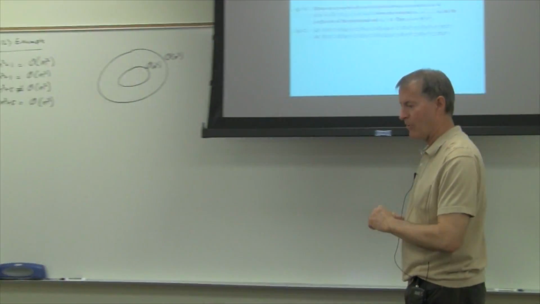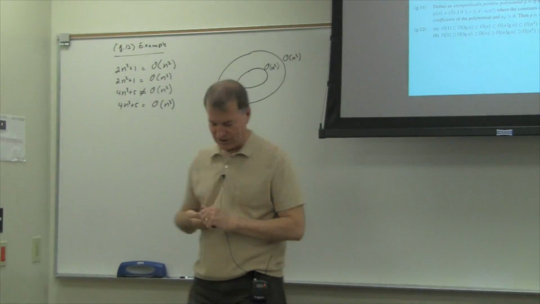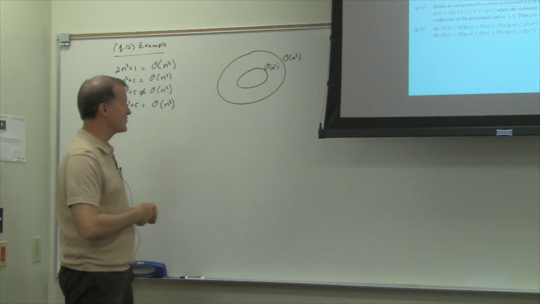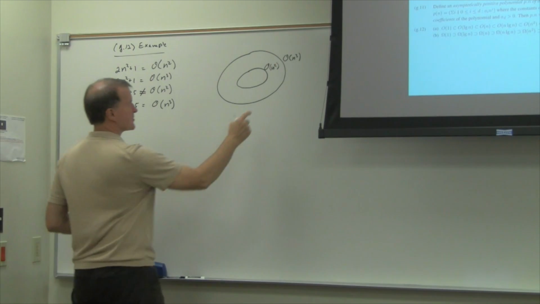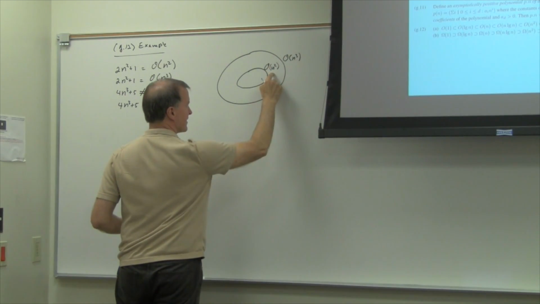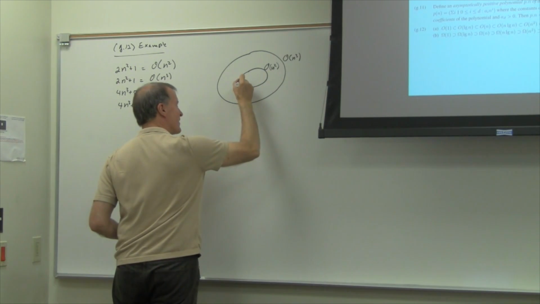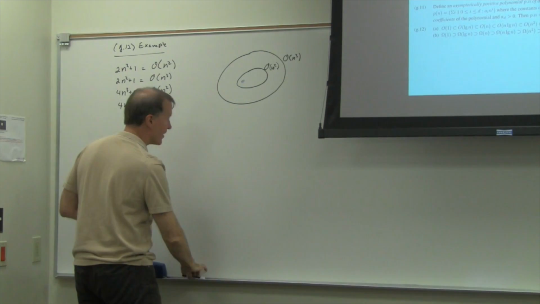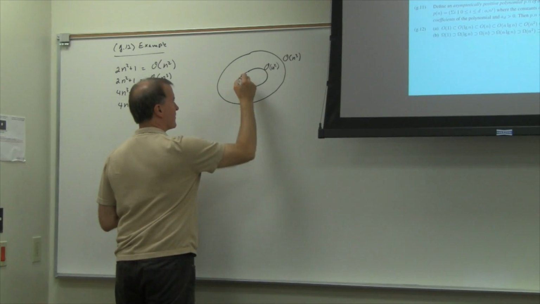Where should we put the point for the function 2n squared plus 1? Is 2n squared plus 1 in this set? Yes. So does everybody see then that 2n squared plus 1 should be here, right?